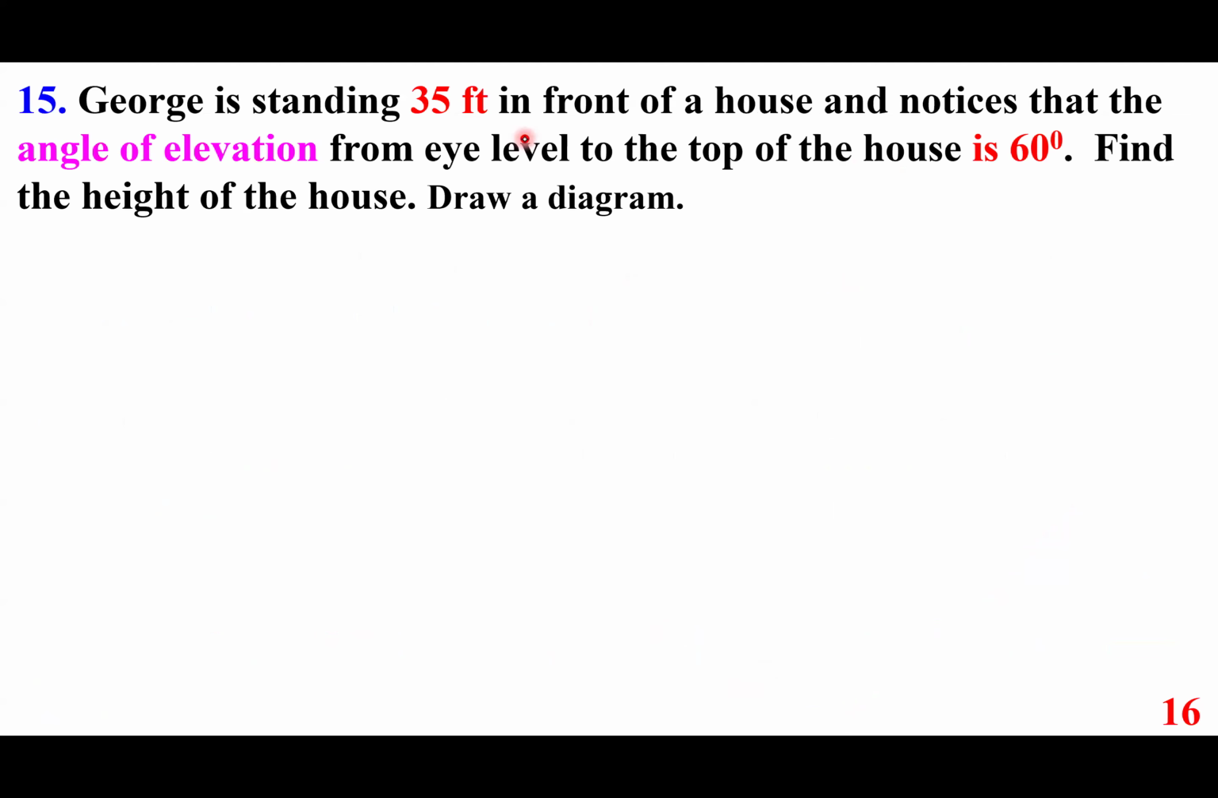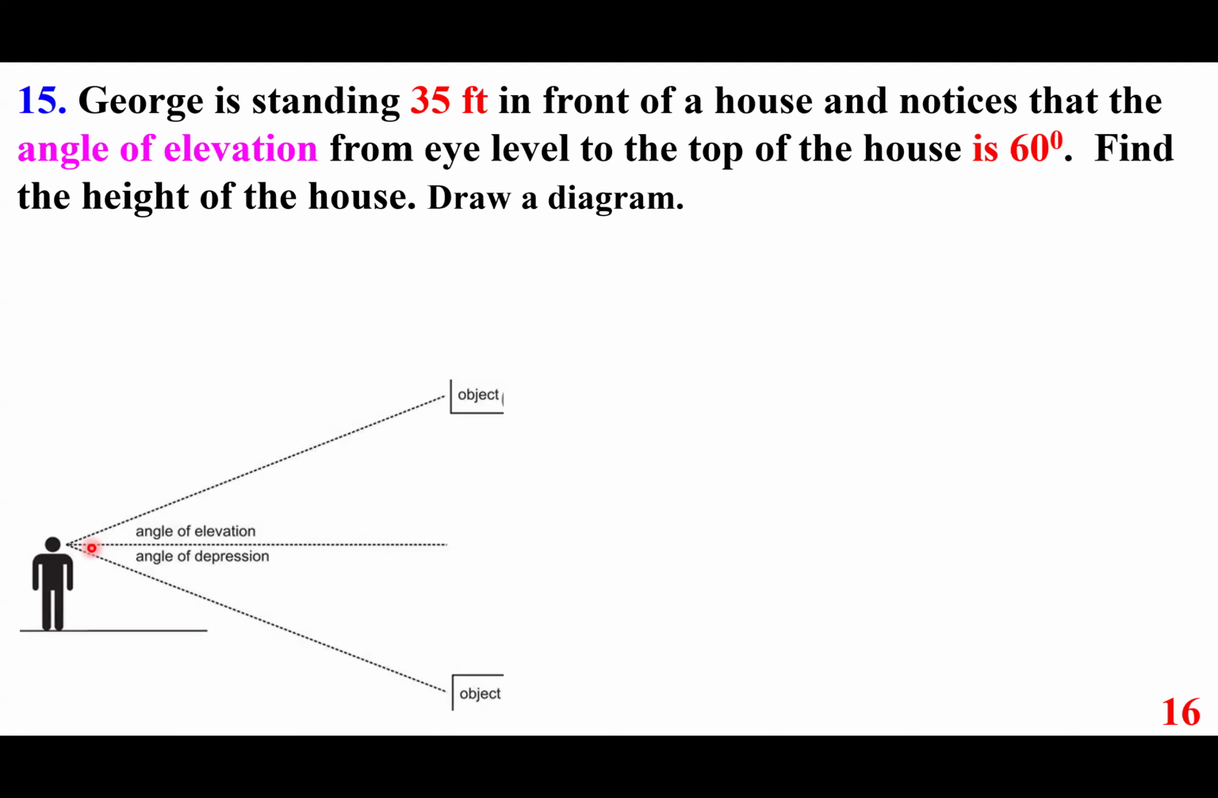George is standing 35 feet in front of a house and notices that the angle of elevation from eye level to the top of the house is 60 degrees. Find the height of the house, draw a diagram. Notice, again, reminding you, this is the horizontal line or horizontal plane. You look up, it's an angle of elevation, down, angle of depression.